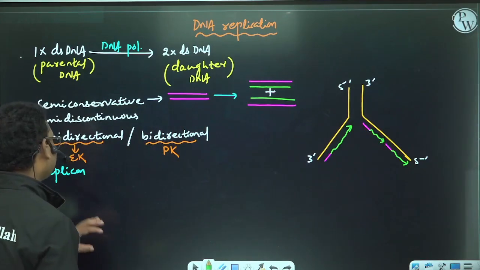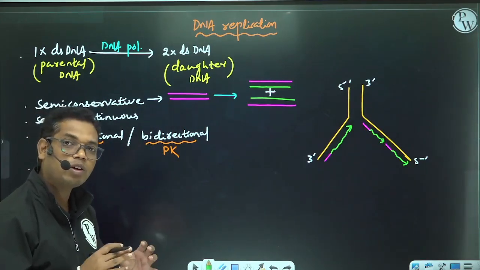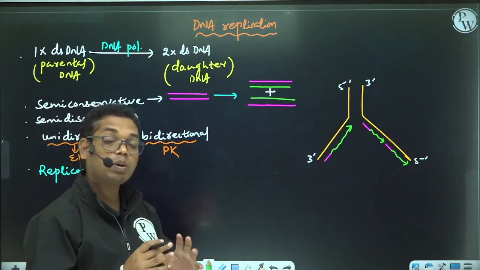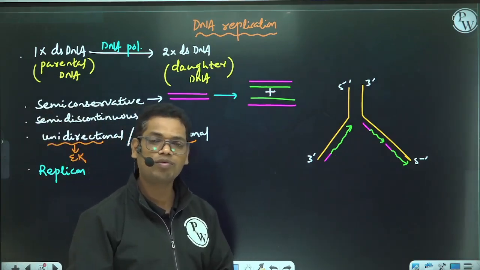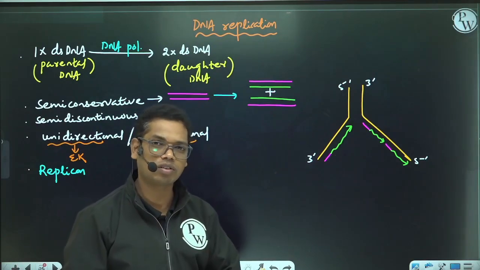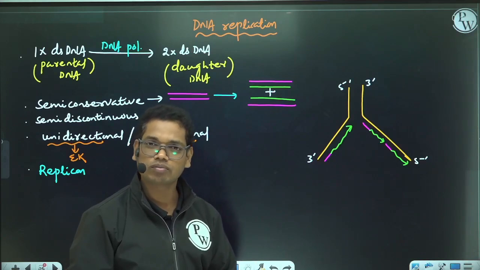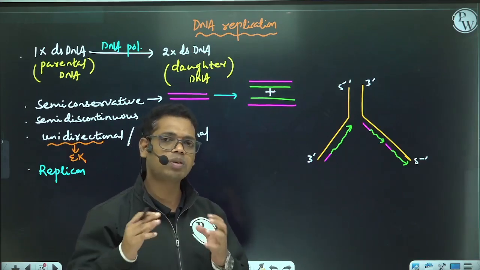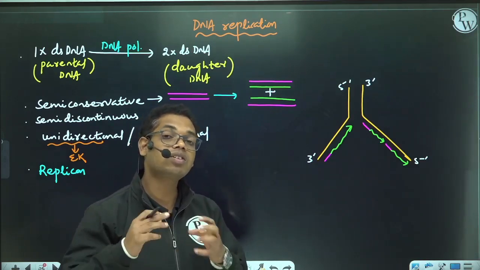Okay, what is a replicon? A replicon is the segment of DNA which is capable of independent replication, and for replication, the sequence which must be present is the origin of replication. It has to be present. And there should be some sequences which will cause the termination of replication.